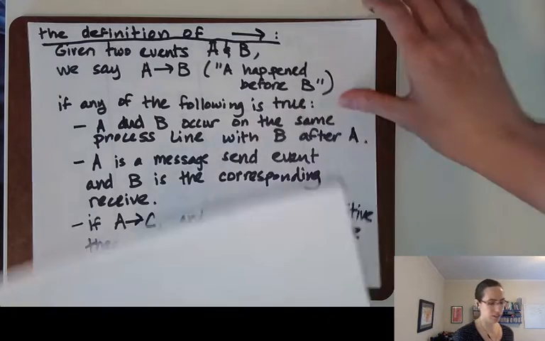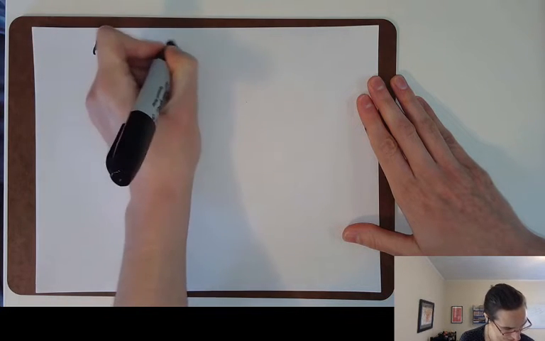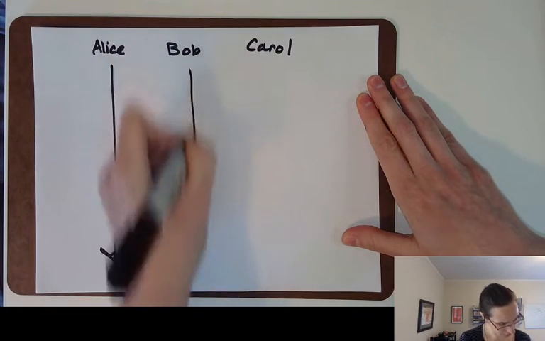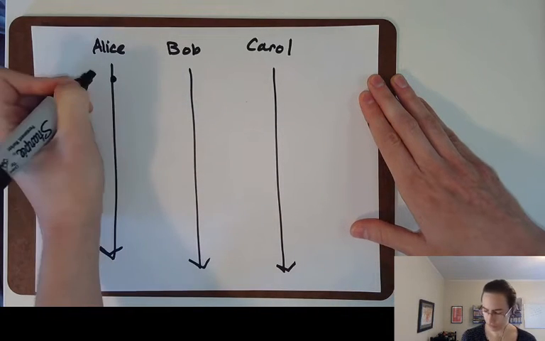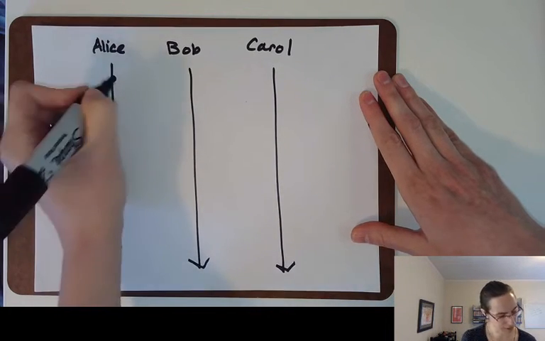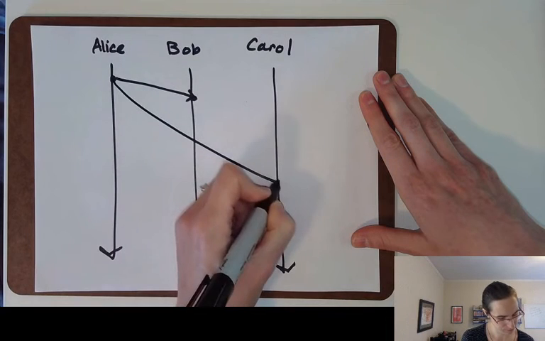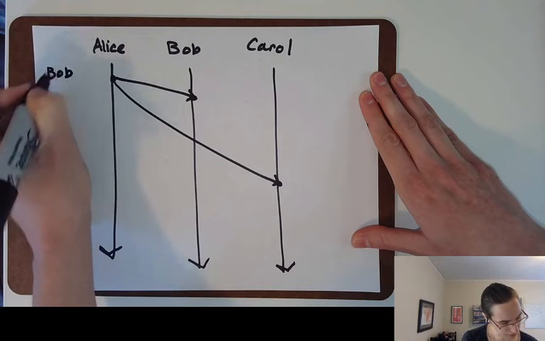So here is a classic Lamport diagram, and it involves some strong language. Let's say we have Alice and Bob and Carol, and they're each a process. And let's say that Alice sends a message to both Bob and Carol. And let's say this message is, "Bob smells."